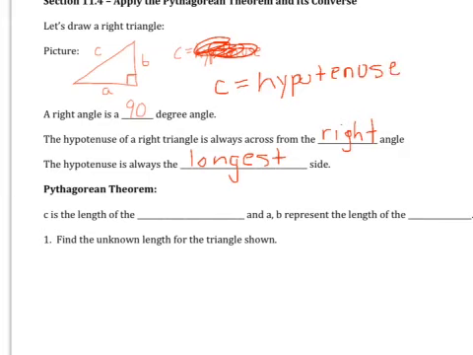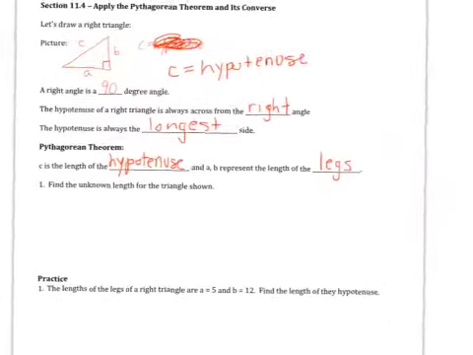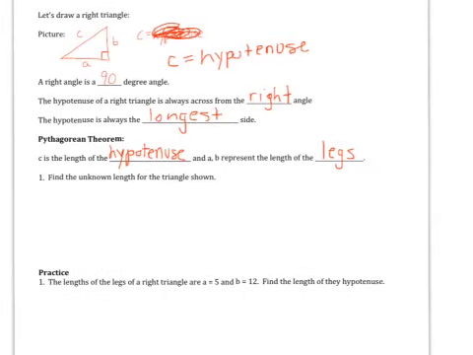Okay. So, Pythagorean theorem. C is the length of the hypotenuse. And A and B represent the length of the legs. So, the Pythagorean theorem is C squared equals A squared plus B squared.